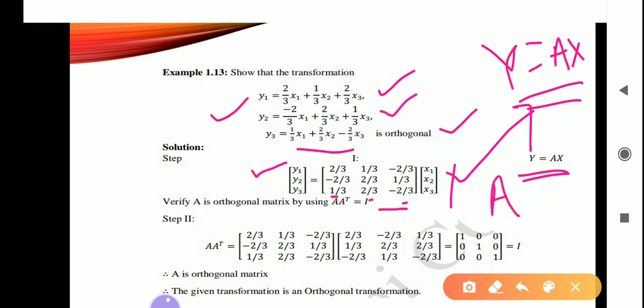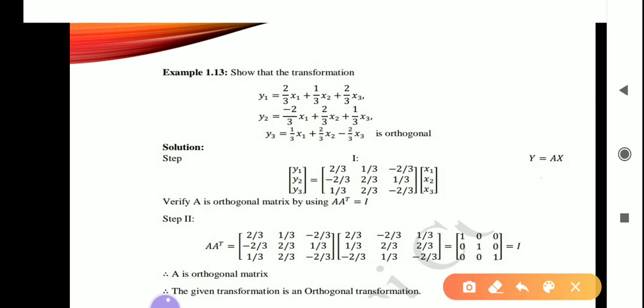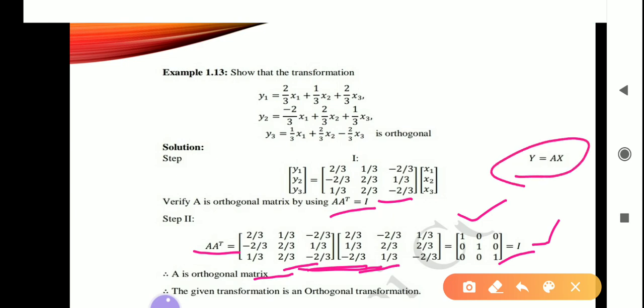Now what is meant by an orthogonal matrix? Matrix A is orthogonal if A into A transpose is equal to I. So this is matrix A right here. Take its transpose, means interchange rows and columns. And if you take the multiplication of these two matrices, then we will get 1, 0, 0, 0, 1, 0, 0, 0, 1. What is this? This is I, means A into A transpose is equal to I, and therefore we can say that matrix A is an orthogonal matrix. And if matrix A is orthogonal, then the given transformation, that is y is equal to Ax, is an orthogonal transformation.